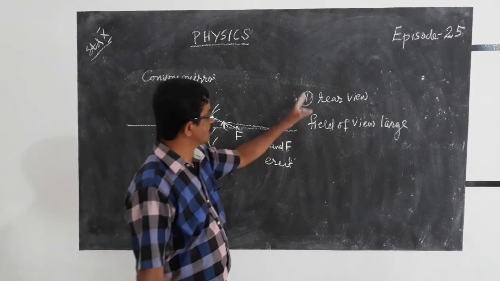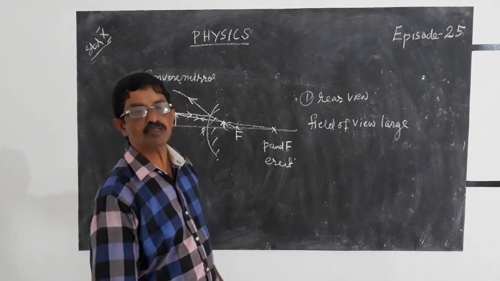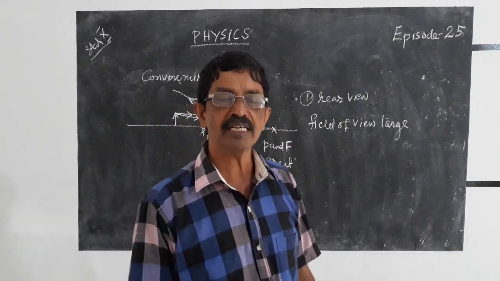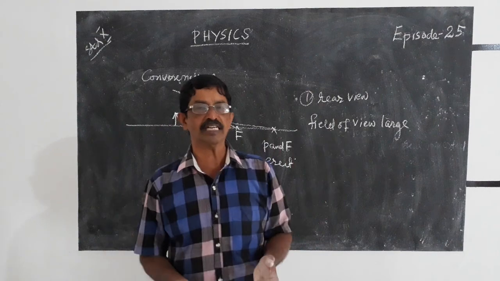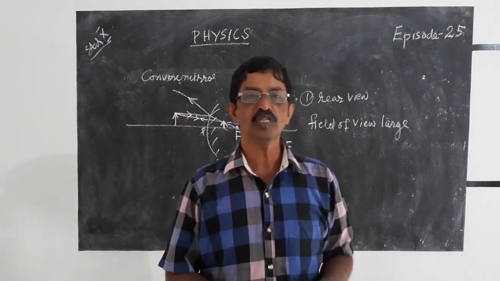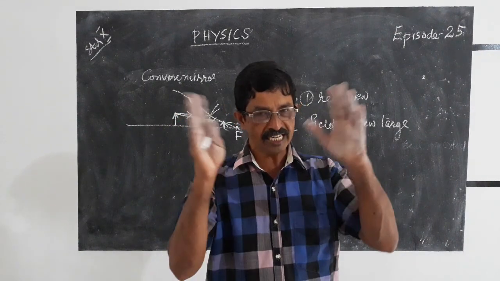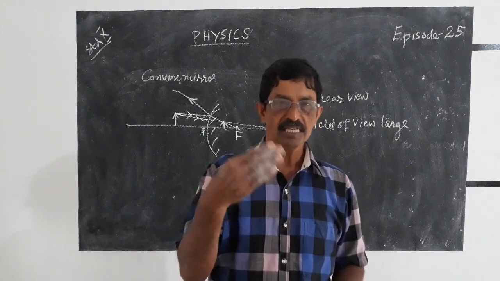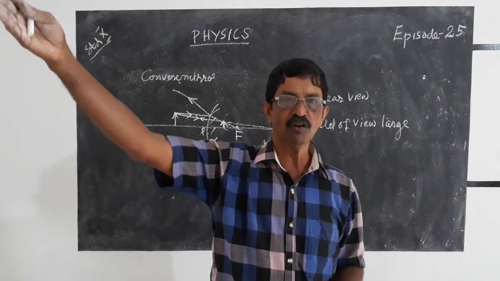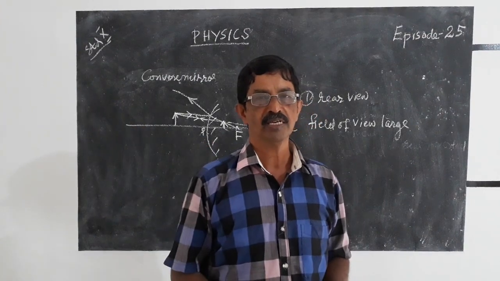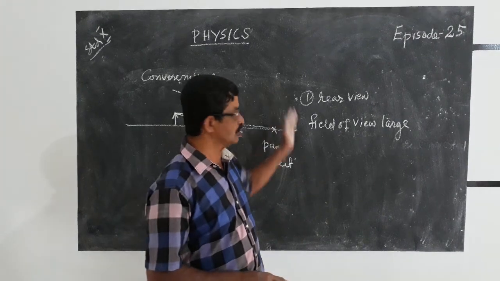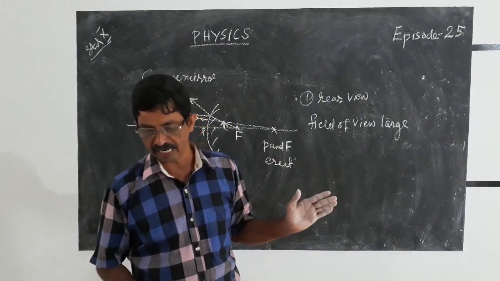Another use of a convex mirror: a large convex mirror is used at a steep curve or big curve to see the vehicles which are coming from the other side of the curve, as a safety measure. They are also using convex mirrors.